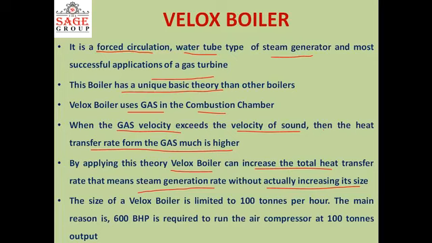Now this Bellows boiler size is limited to 100 tons per hour. The main reason is that 600 bhp is required to run the air compressor at 100 tons output. Because this amount of bhp is required to run the compressor, we do not increase the size of the boiler more than the capacity, that is 100 tons per hour.